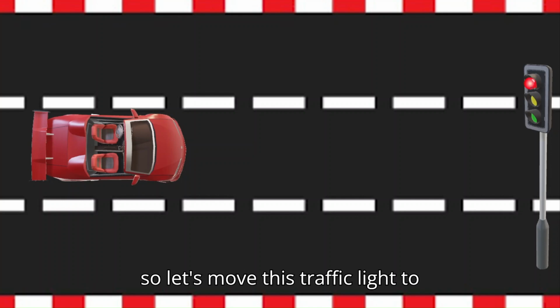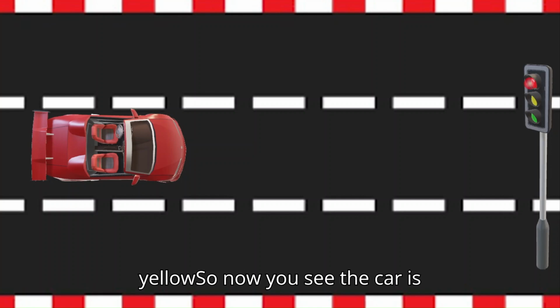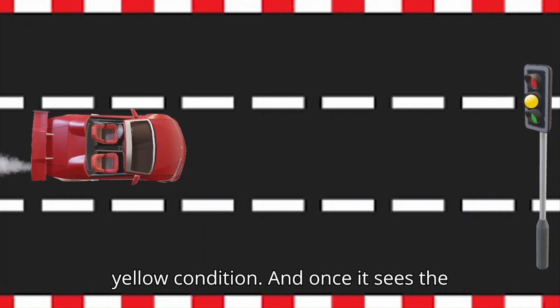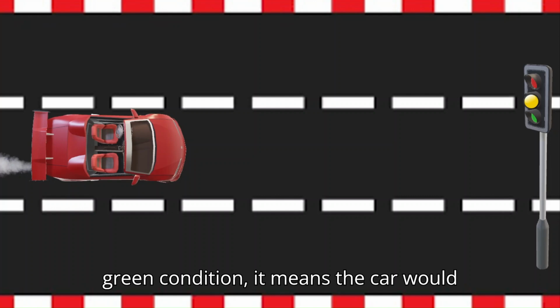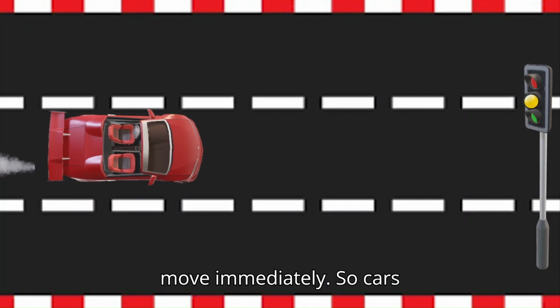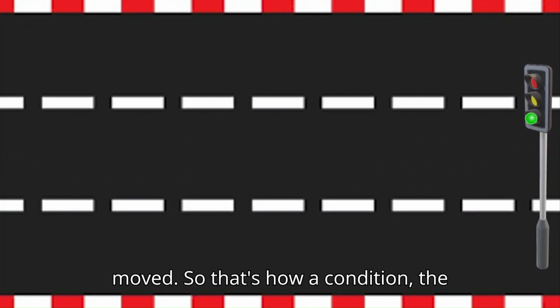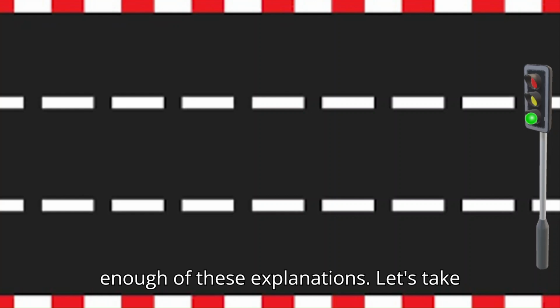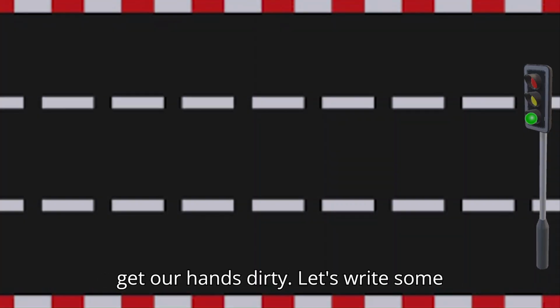So let's move this traffic light to yellow. So now you see the car is getting ready to move. So that's the yellow condition. And once it sees the green condition, it means the car would move immediately. So cars move. So that's how a conditional statement operates. So enough of these explanations. Let's get our hands dirty.